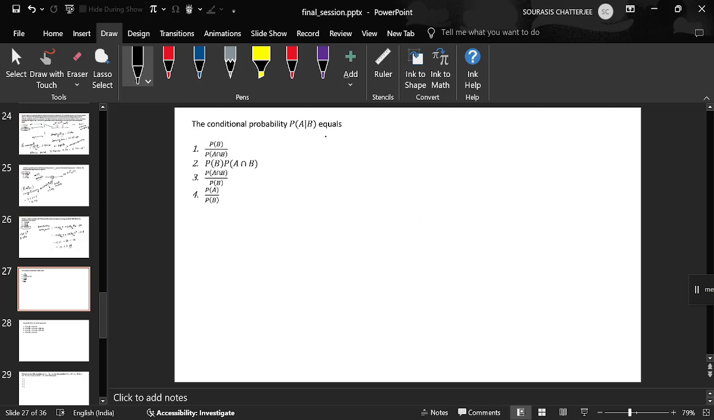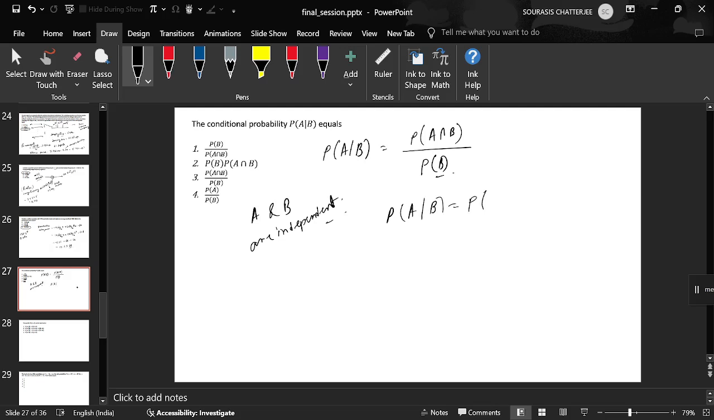Next we talk about the conditional probability P of A given B. This we can directly write the formula of. This is the division: in the numerator you have the probability of A intersection B, divided by P of B. One corollary could be when A and B are independent, your conditional probability of A given B is the probability of A, since they are independent, the occurrence of B doesn't impact the occurrence of A. So in that case you will have the probability of A intersection B as the product of the individual probabilities.